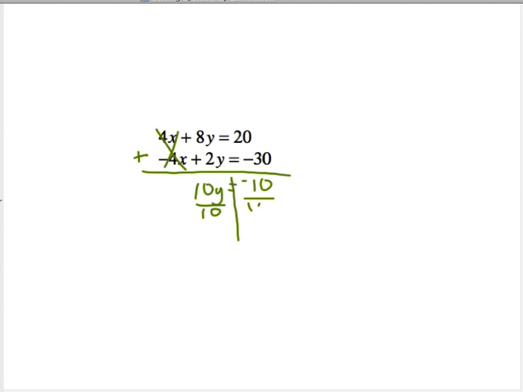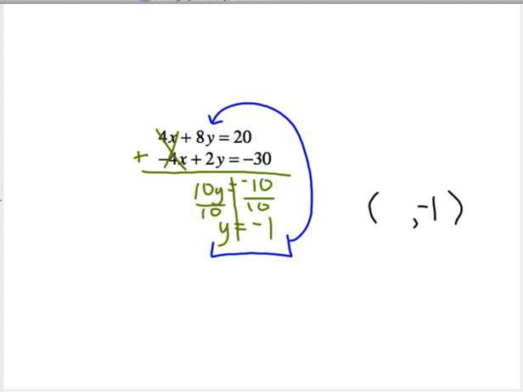Divide by 10, divide by 10. y equals negative 1. So my final answer, which will be a coordinate point, has a y coordinate of negative 1. Now to find my x, I need to use my y to find my x. You can pick any equation you want, and you will substitute that y value into that equation.